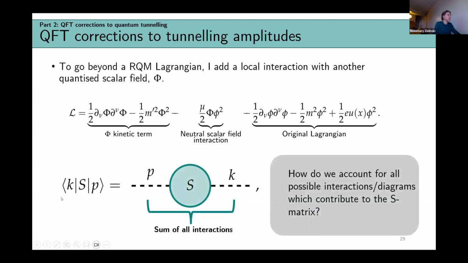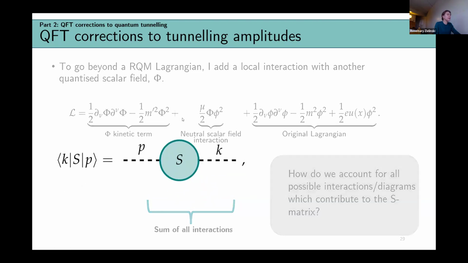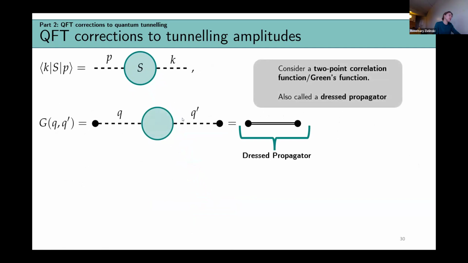So what we want is to consider the S matrix element, but now it's more complicated because we have to account for all the possible interactions in this interacting quantum field theory. It turns out it's slightly easier to work with a different mathematical object called the 2-point correlation function, or the Green's function. So for the rest of this talk, we will deal with this particular quantity. That's also called the dressed propagator.